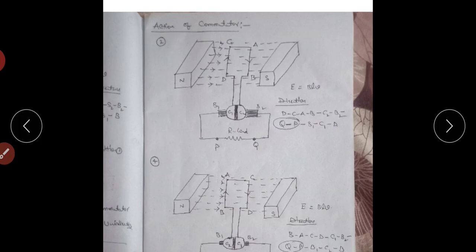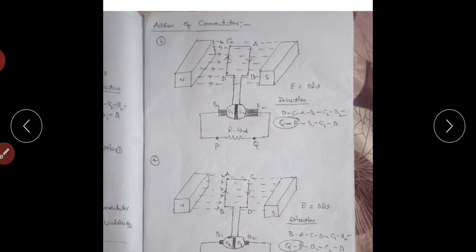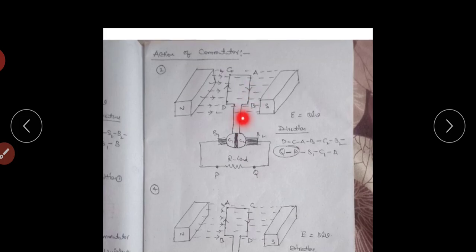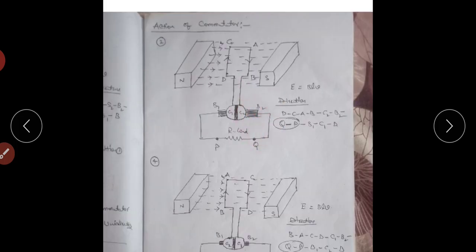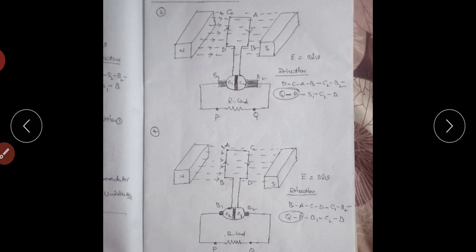In this case we have to find the direction of the current by using Fleming's right hand rule. By applying Fleming's right hand rule, we get the current direction in CD conductor from D to C and in AB conductor from A to B. The total current direction inside the generator is from D to C, C to A to B, B to C2, C2 to B2, B2 to Q, Q to P, P to B1, B1 to C1 and C1 to D. This is the current flow inside the generator. In external load, the current direction is from point Q to point P.